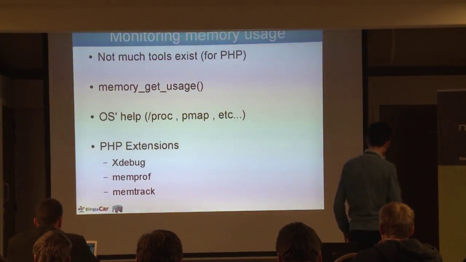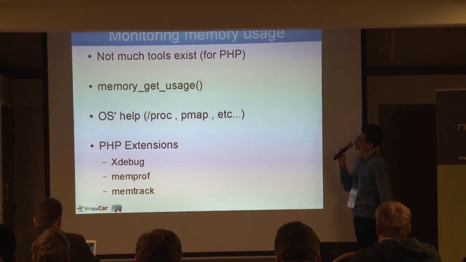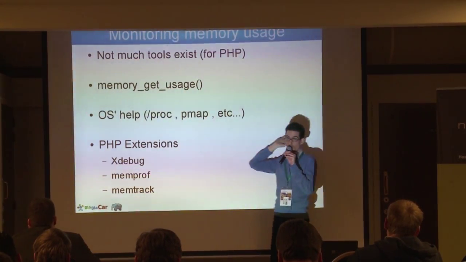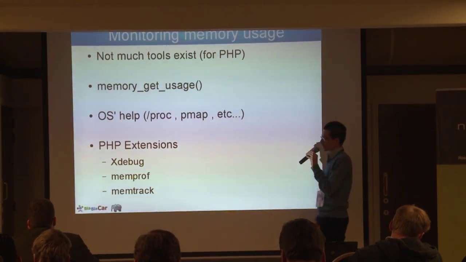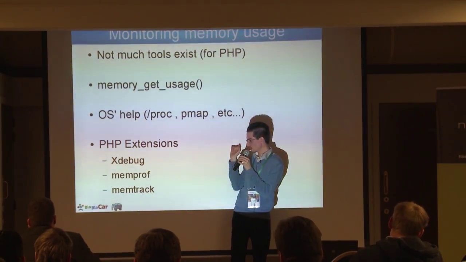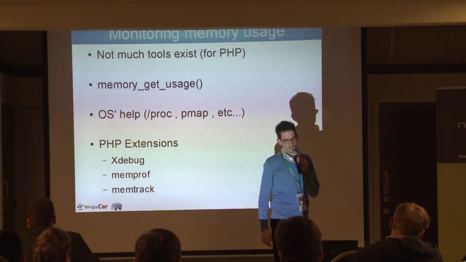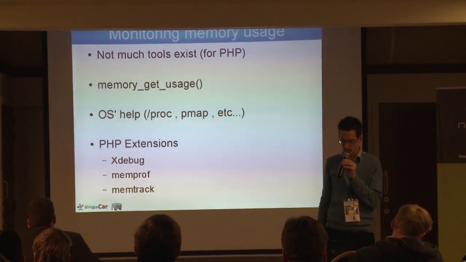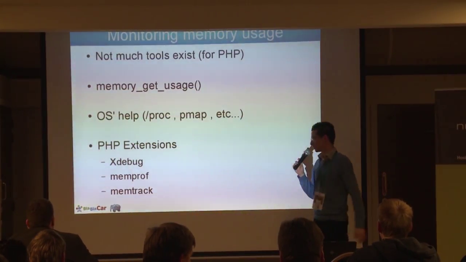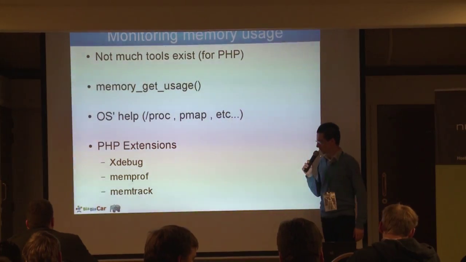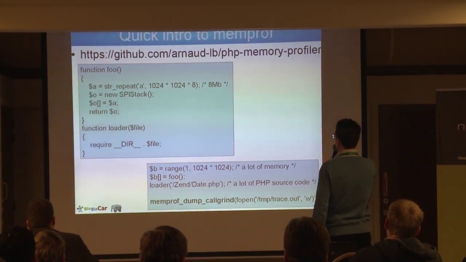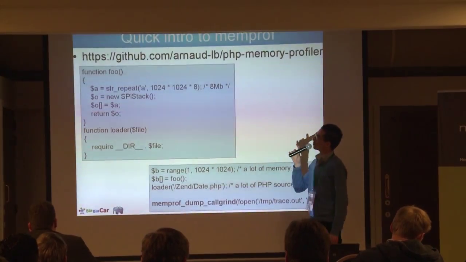So to monitor memory usage in PHP, you can use memory_get_usage. You can use the operating system, like we saw at the beginning of the slides. And you have some extensions which are quite interesting. You know Xdebug, so I won't tell you about Xdebug. You have other extensions which are interesting: Memprof and Memtrack. Unfortunately, Memtrack doesn't compile under 5.4 anymore because we changed the engine structure. It just needs a quick patch. And you have something called Memprof, which is quite new. It's from Arnaud Leblanc, who is a PHP contributor.